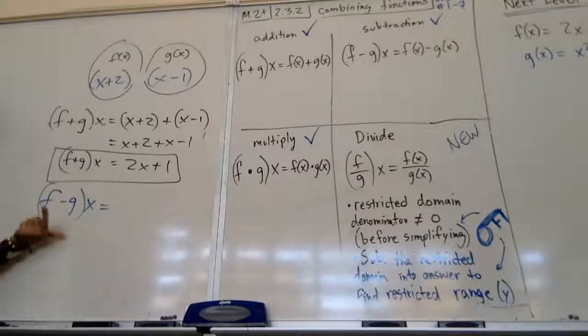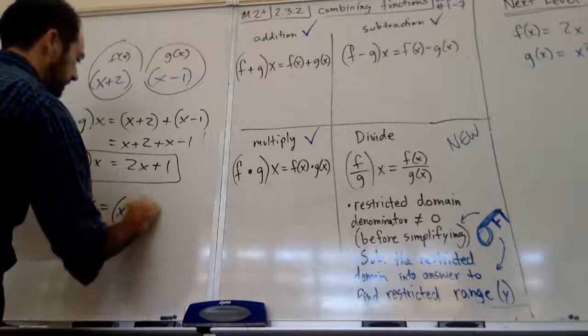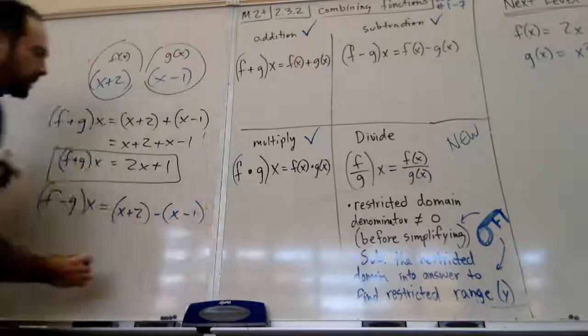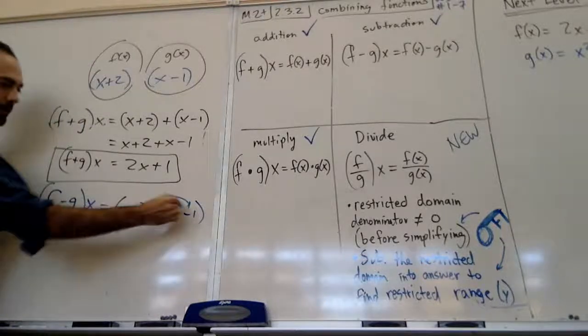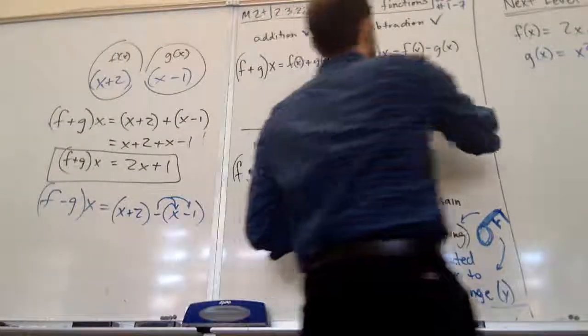So the same functions, if I was just doing f minus g of x, it's important to have it in the right order, because when you subtract two numbers, if you put them in a different order, you're going to get a different value. So we just have to be careful with this. But it's just going to be x plus 2 minus x minus 1. So the main thing for this is we've got to remember to distribute.